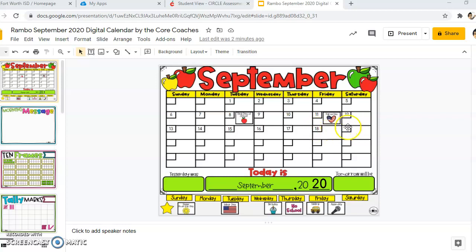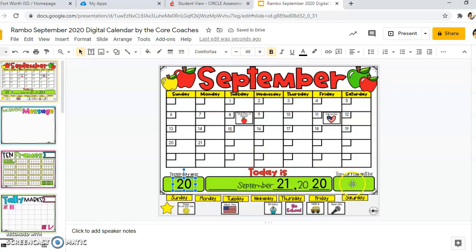So Friday was September 18th, Saturday was the 19th, Sunday was the 20th, which makes today the 21st. So we're going to put that in, September 21st. So yesterday was 20, today's 21. What number comes after 21? You're right, 22.